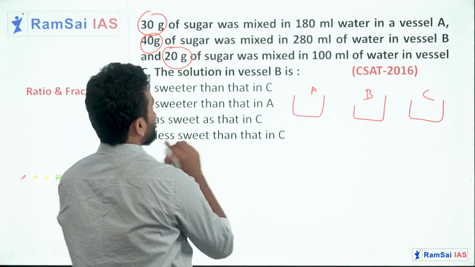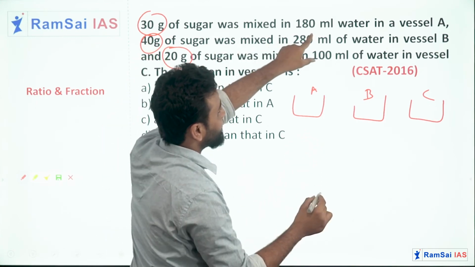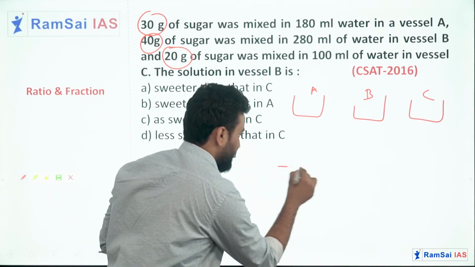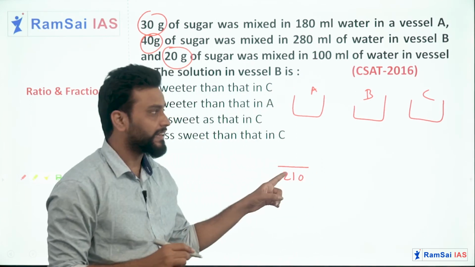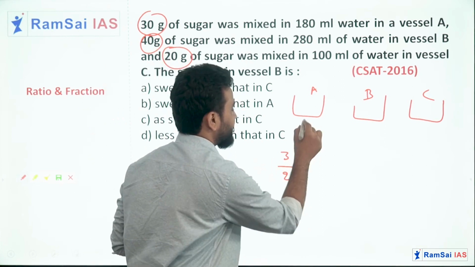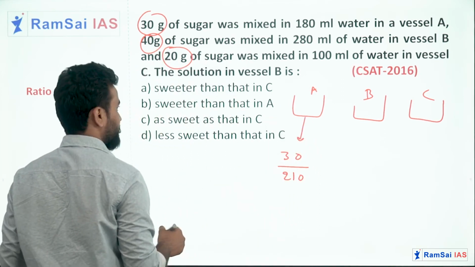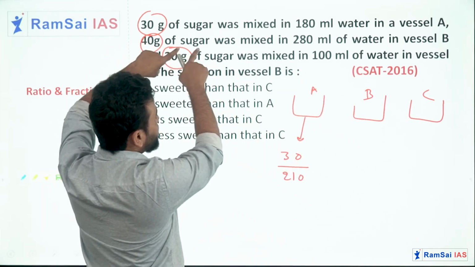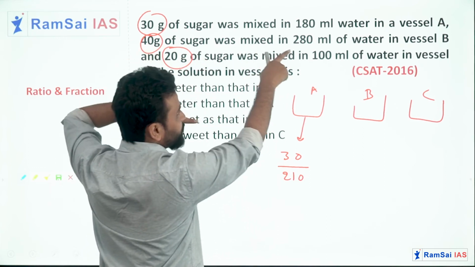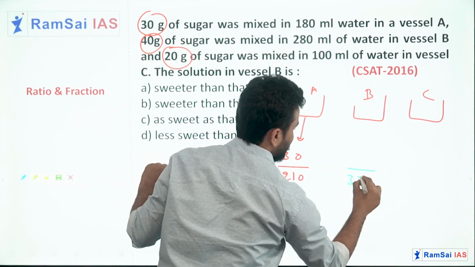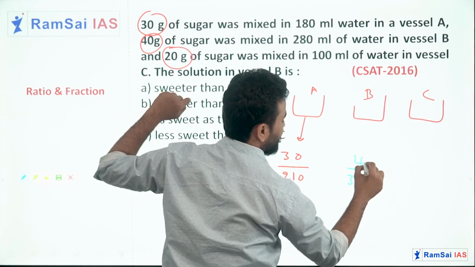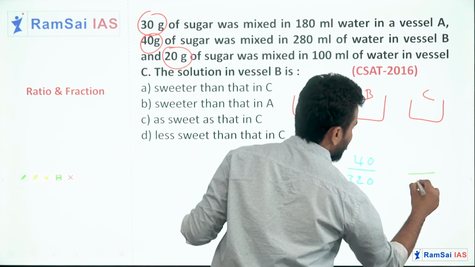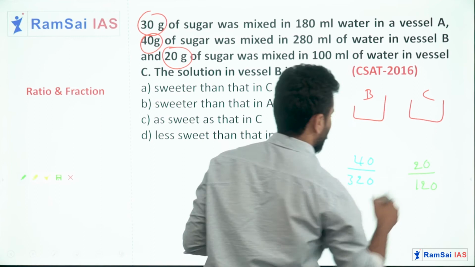In vessel A we have 30 ml of sugar in 180 ml of water. When we mix 30 ml to 180 ml, the total quantity will be 210 ml, right? Out of 210 ml, 30 ml is sugar in vessel A. I will take another color for B, and here we are mixing 40 ml of sugar to 280. When we mix 40 ml to 280, it becomes 320 ml, and out of that 40 ml is sugar. Similarly, the last one, 20 plus 100 is 120, and out of 120, 20 is sugar.